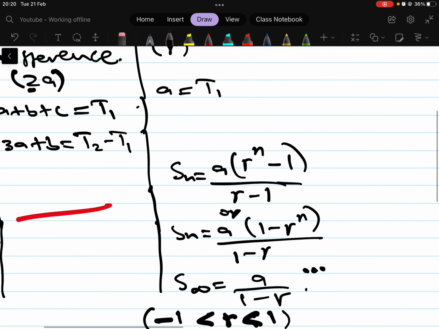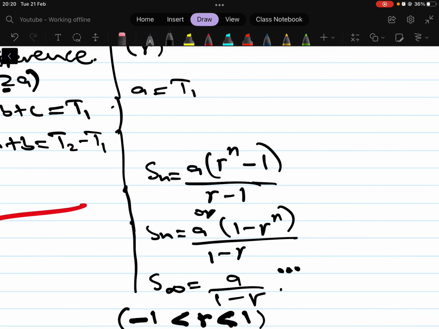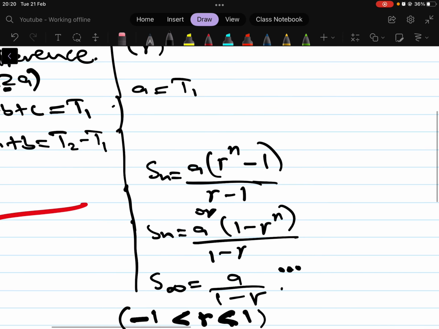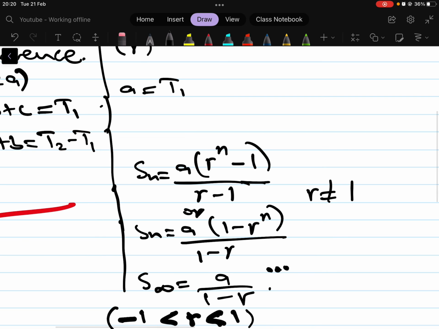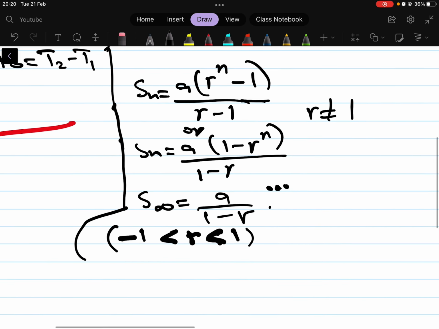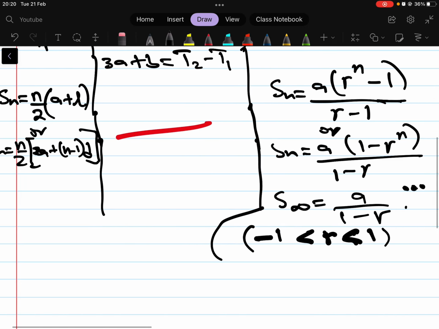The ones which only work under a certain condition are these first two. They are only valid, or you are only going to get an answer which is not undefined, if r is not equal to 1. Because if r is equal to 1, the denominator is going to give you 0. Just look out for that, but you will see as we start doing examples.